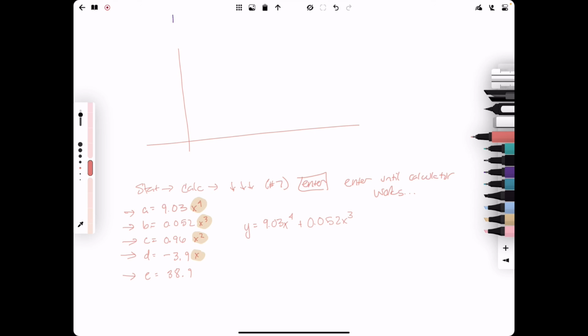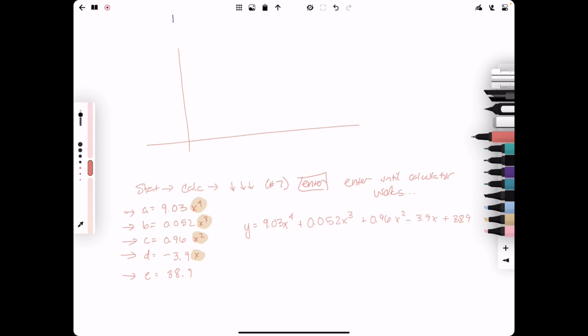So I do this in my y plot then. Yep. Okay, y equals. Clear that one that's there. Plus 0.96 x squared, minus 3.9x, plus 38.9. Oh wait, how do I delete this? Take away or plus? Take away 3.9x plus 38.9.